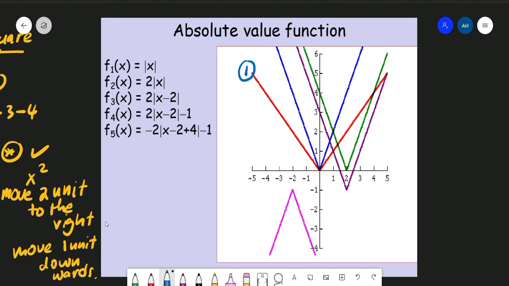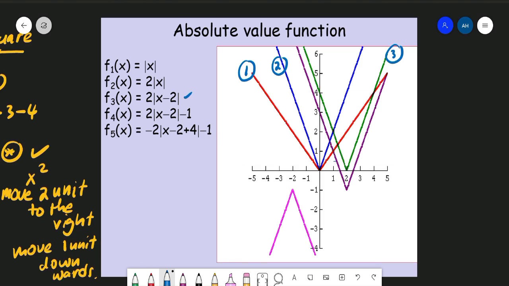And then we multiply by 2. Now what happens if we multiply a graph by a number 2 like that? It will compress, right? So this has become number 2. And then we subtract 2 in the bracket, minus 2, so we move to the right 2 steps. From blue it now becomes green. This is number 3.